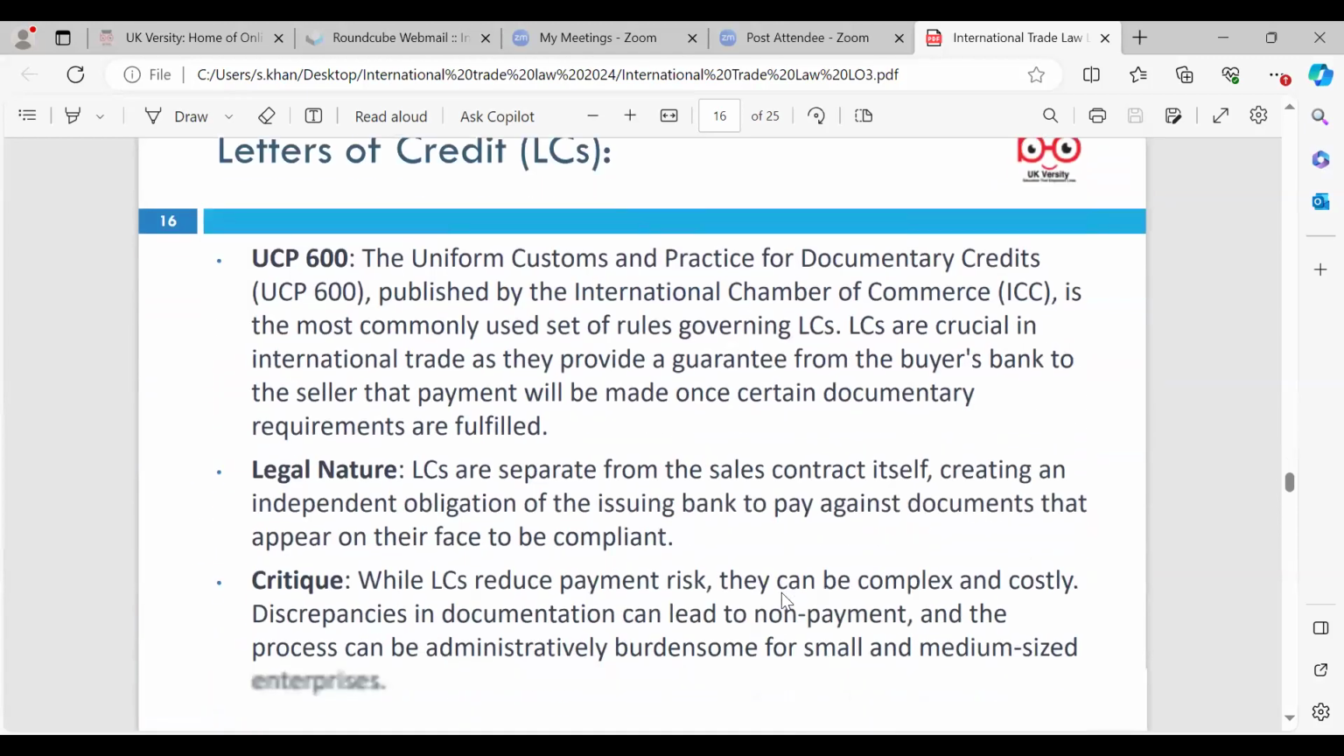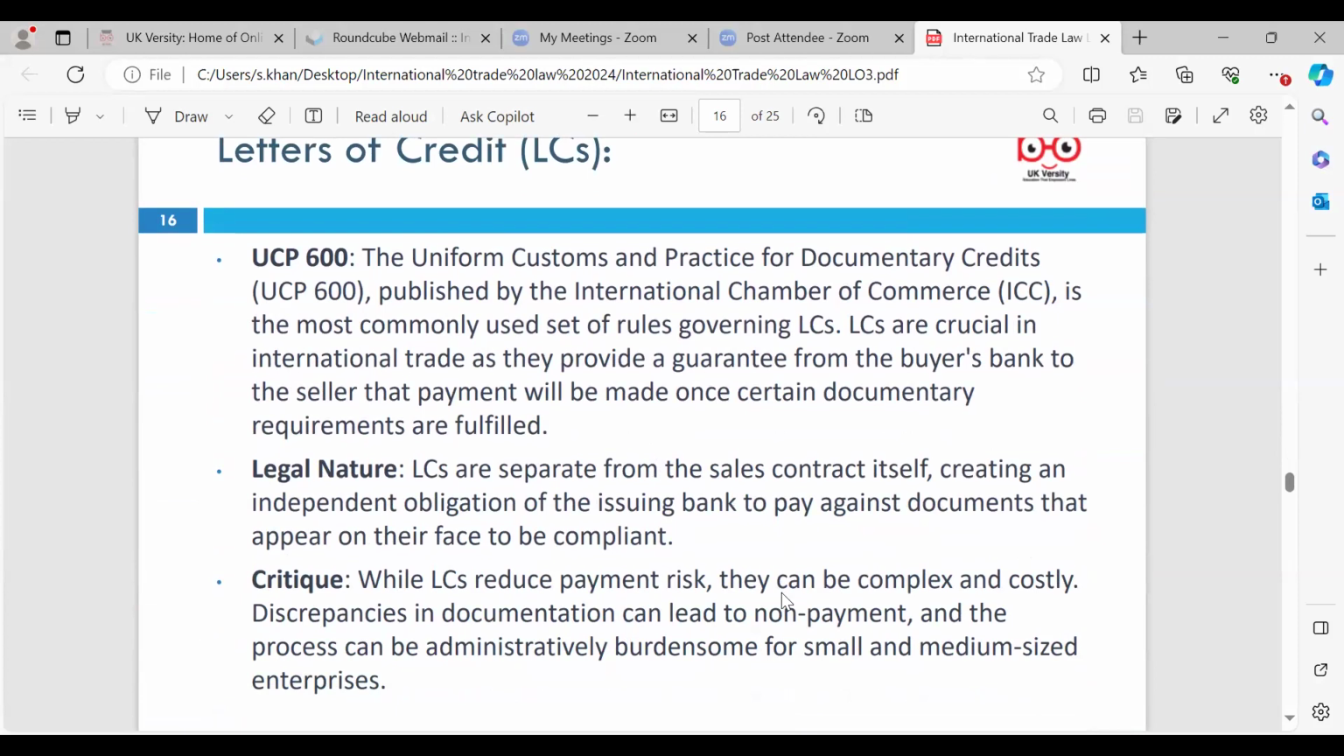Letters of credit, LCs. UCP 600, which is the Uniform Customs and Practice for Documentary Credits, published by the International Chamber of Commerce, ICC, is the most commonly used set of rules governing LCs.